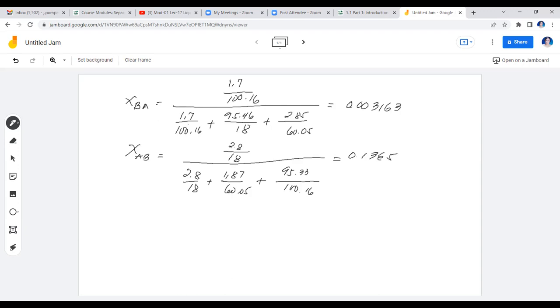If you do your mathematics here, your answer would be 0.1365. And if you repeat the same procedure for X sub CB, your answer would be 0.02736. And for your X sub, what else do we need? CA. Your CA is 0.00885. Just a moment, class.